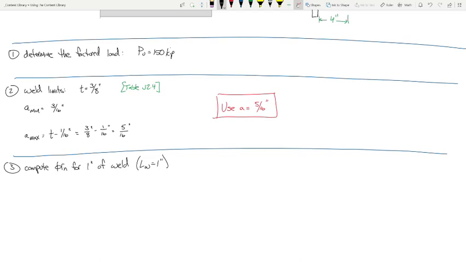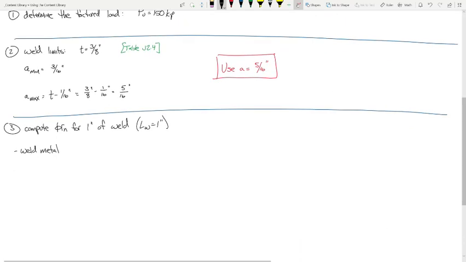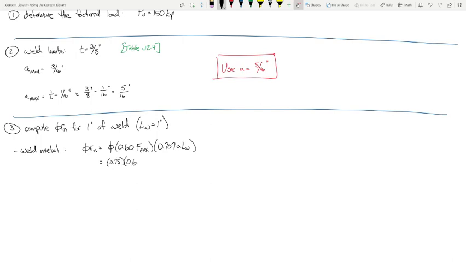So for weld metal, let me scroll down a little bit. What's our expression? It's phi times 0.60 FEXX times 0.707 times the weld size times the length of the weld. So now we're going to take the length of the weld to be 1, or you can just ignore it. Just set it equal to 1 so you don't have to consider it. 0.75, 0.6, 70 KSI, 0.707, 5/16. And if you want, you can put a 1 out there, but it won't really matter.